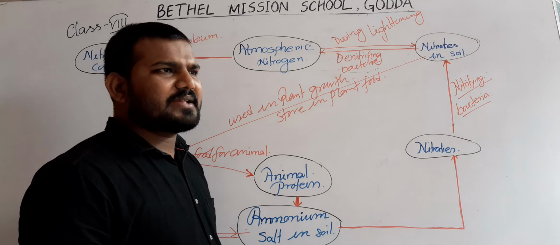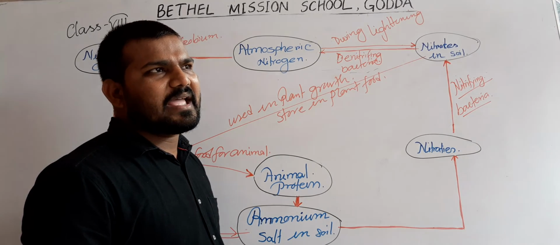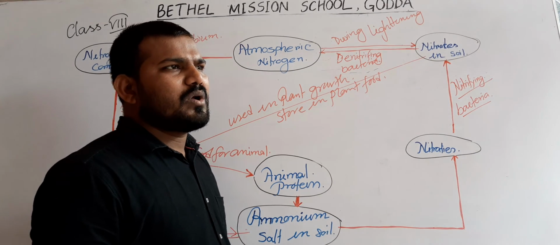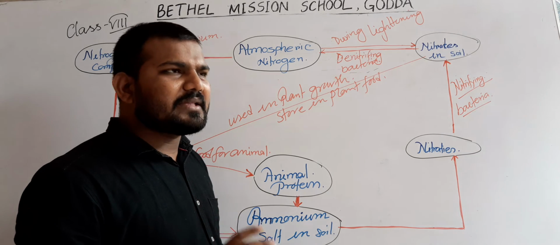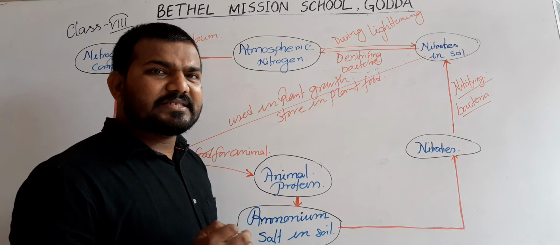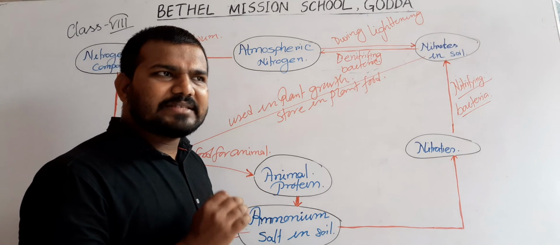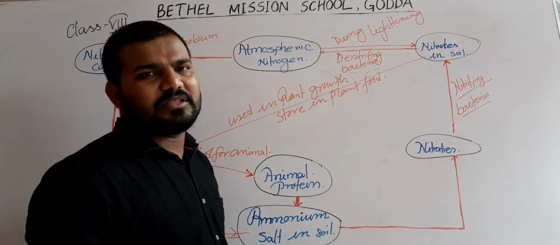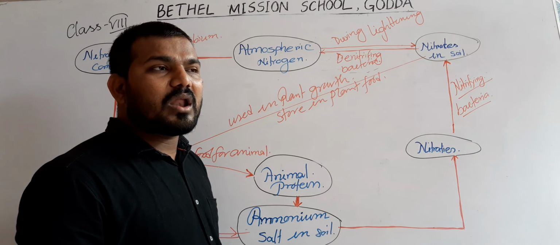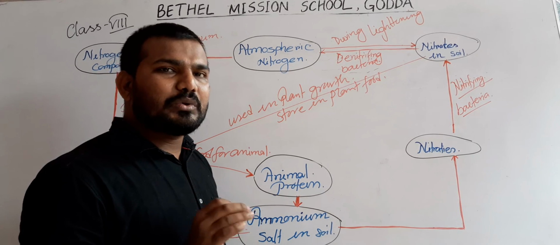We know that nitrogen is stored in the air. This is the storehouse of nitrogen. Almost 78% nitrogen is present within the air. Not a single living organism can utilize this nitrogen directly, or capture the atmospheric nitrogen directly. Only a few microscopic organisms, or microorganisms, can utilize this.